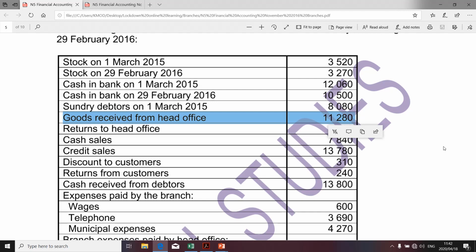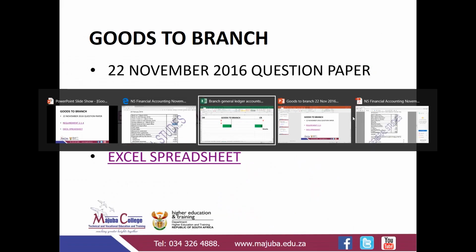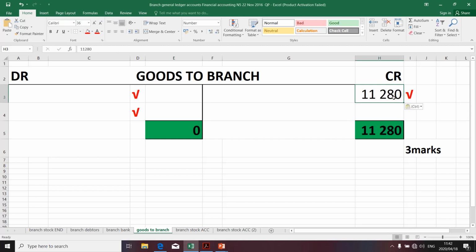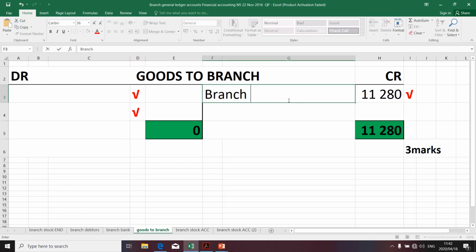Goods received from head office. So since we're using the goods to branch account, it will decrease by an amount of 11,280 and the branch stock will increase by that amount. Therefore, we're going to take this to the credit side of the goods to branch. There you go. The contra account will be branch stock. So if you go to the debit side of the branch stock, you'll see an amount of 11,280 relating to the stock that was sent by the head office to the branch.